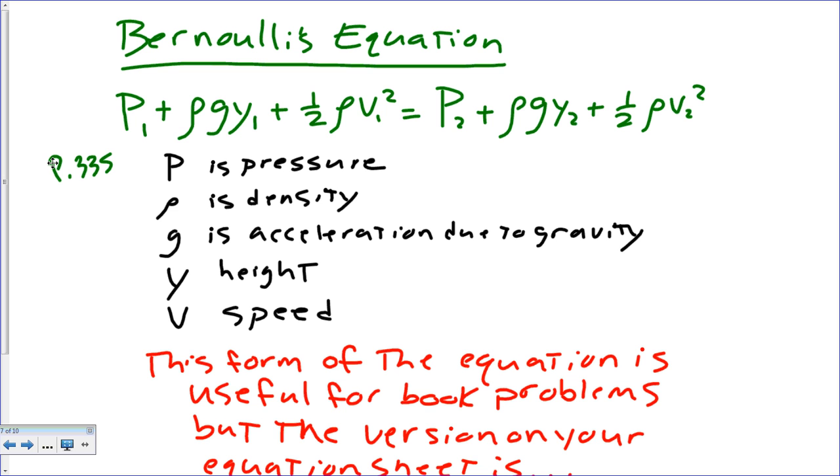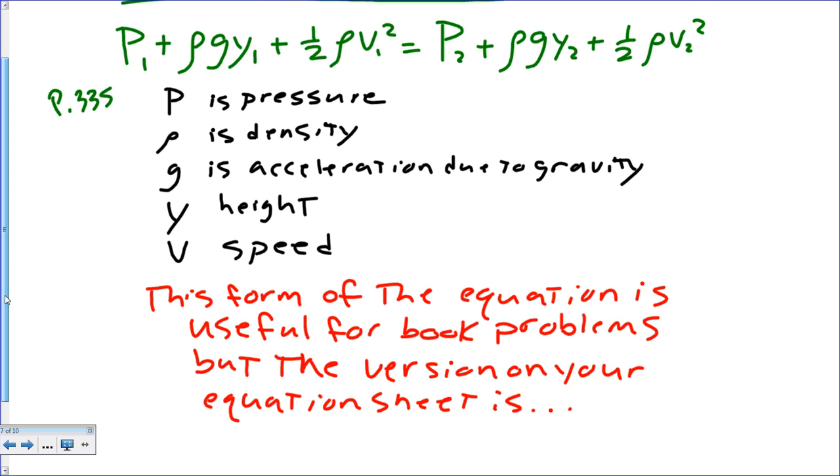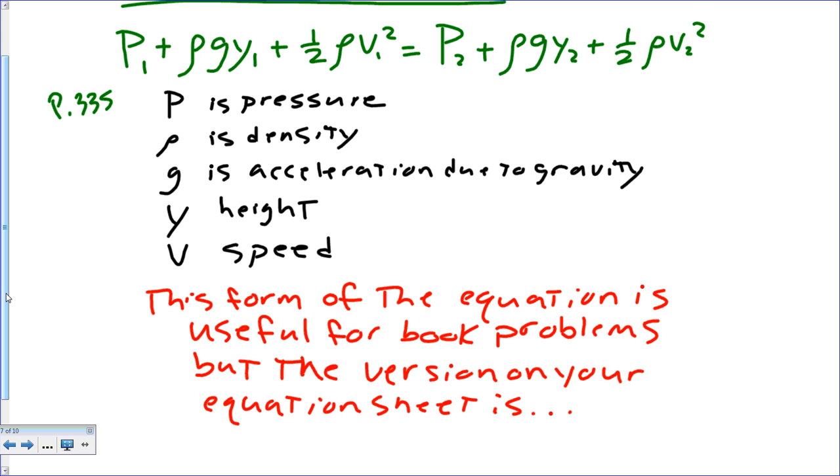Now P is pressure, rho is density of the fluid, g is the acceleration due to gravity, which you guys know already. y is the height above some arbitrary point, and v is the speed of the fluid. Now, this form of the equation that I've given up here in green is useful for book problems because the book does use this version of the equation to solve some of the problems. But the equation that you get on your equation sheet, the stuff that you're going to need for the AP test, looks like this.